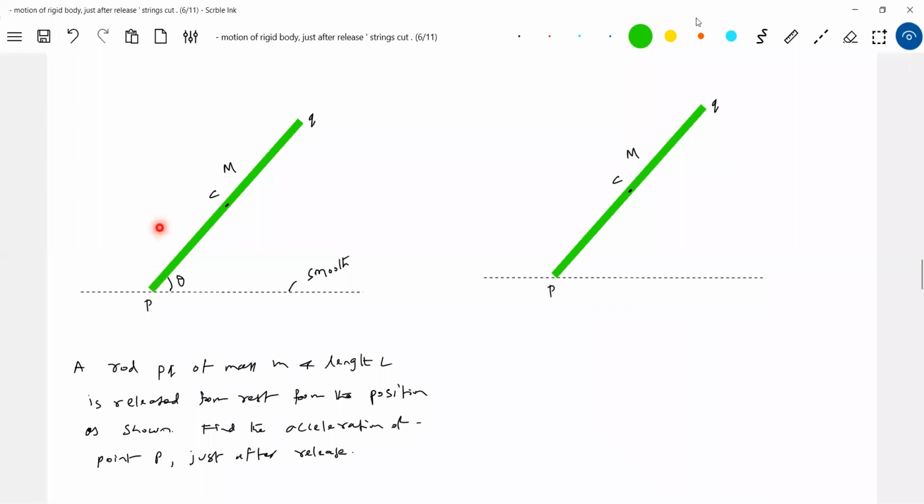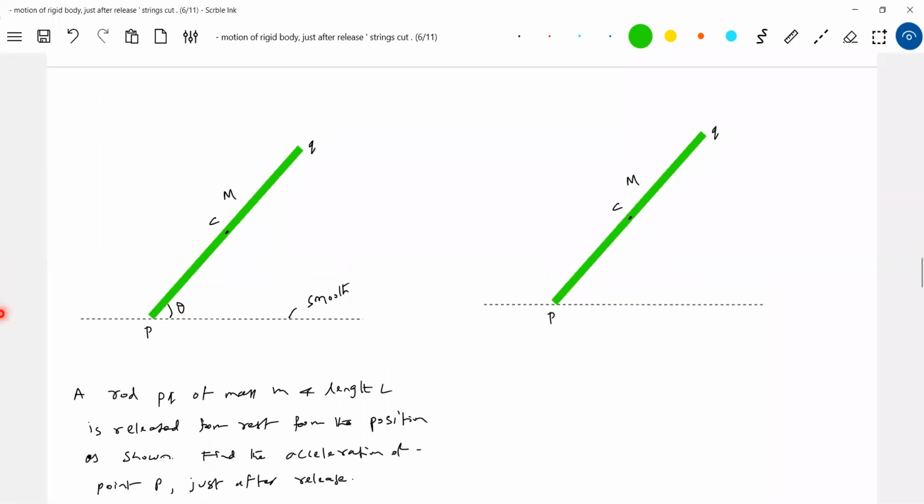So therefore, what should be the acceleration of point P along y-axis? Must be 0, because it will not lose contact from the ground. So the moment you release, the acceleration of point P along y-axis must be 0. It will not lose contact from the ground. So this is the first thing. If you have noticed this, the problem is over.